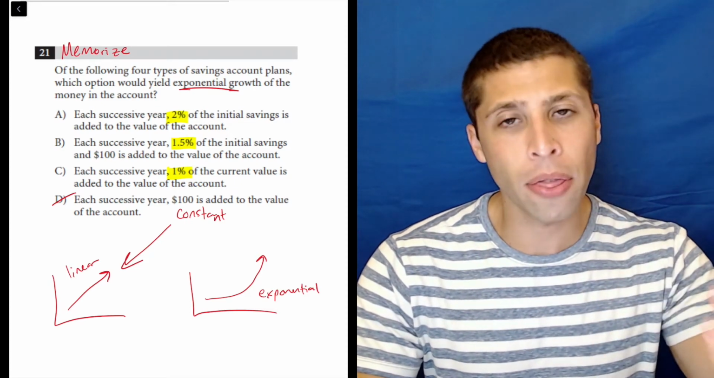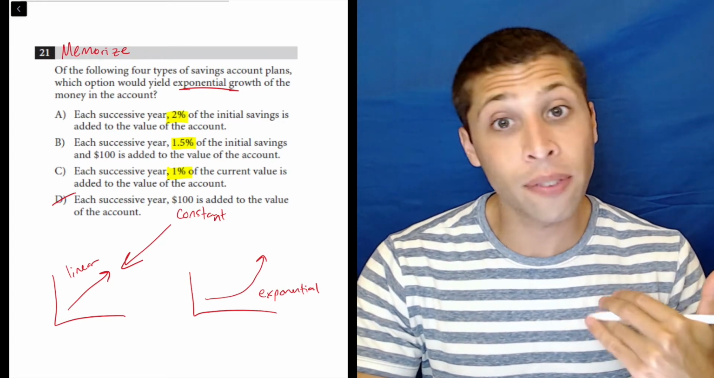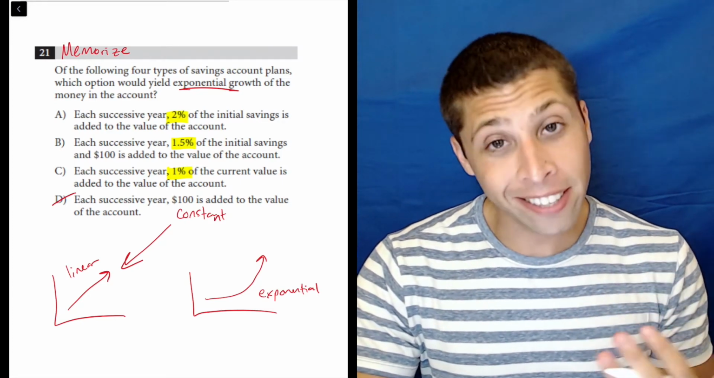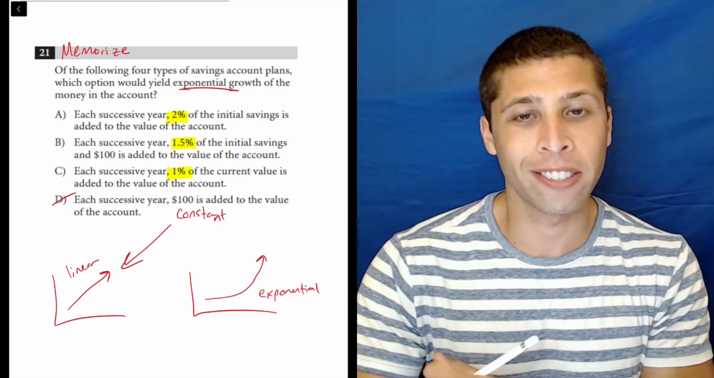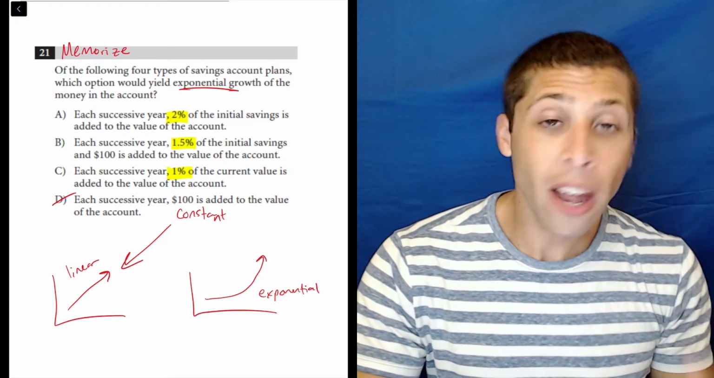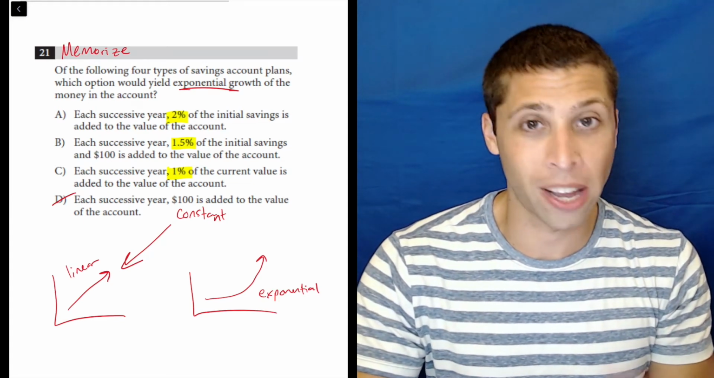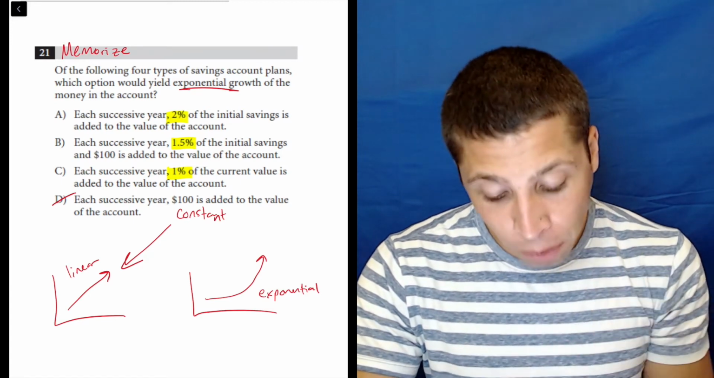Beyond that, though, we have to think about how these percentages are being used, because choice A is very tempting. And again, if we're lazy and we don't read all the answer choices, it's very likely that we pick A thinking we've solved the puzzle. That, oh yeah, exponentials have to do with percentages, this involves percentages, check, I'm done. But we have to be careful.